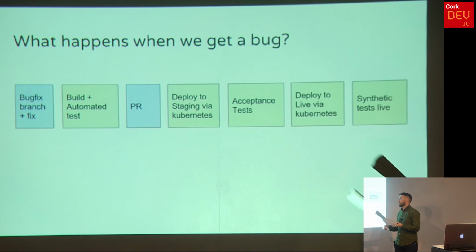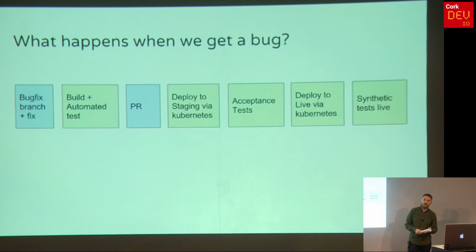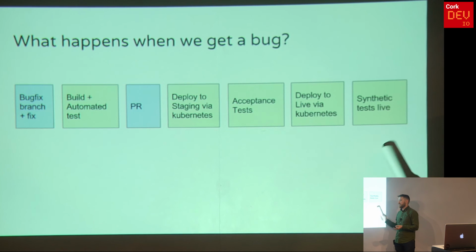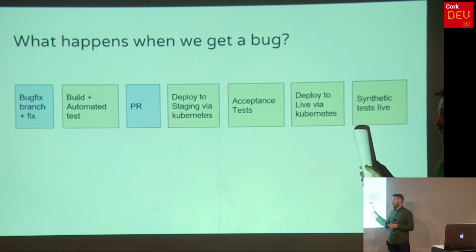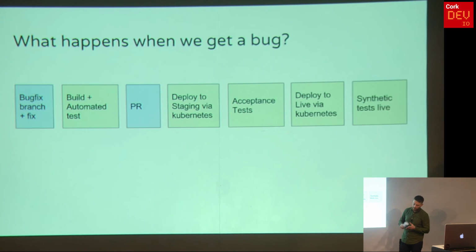Once we've got the approvals, it's deployed to staging via Kubernetes. Acceptance tests are automatically run. Then it's deployed to live, again via Kubernetes, and we run synthetic tests on live. While the synthetic tests are running on live, no other services can be deployed.